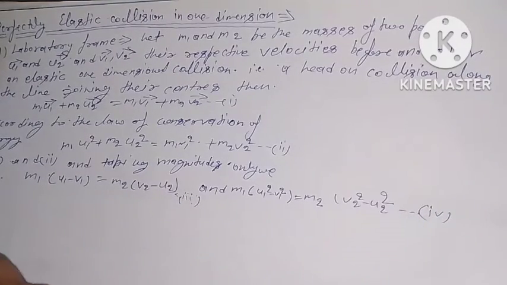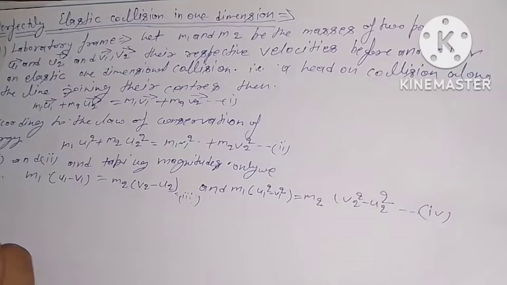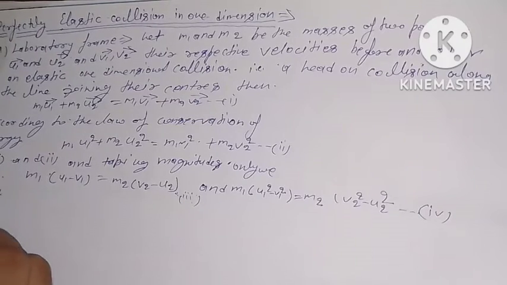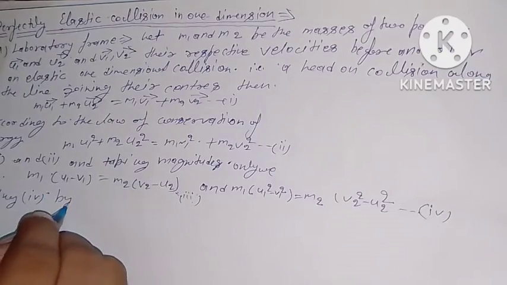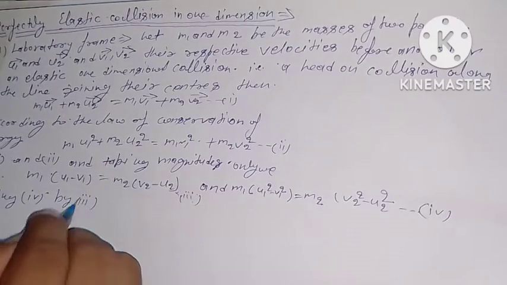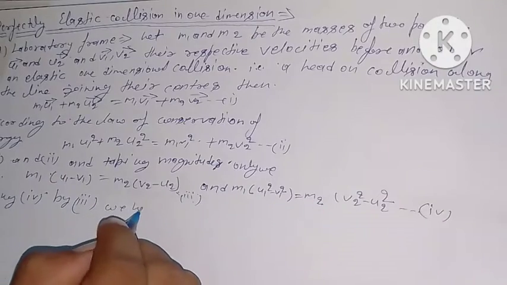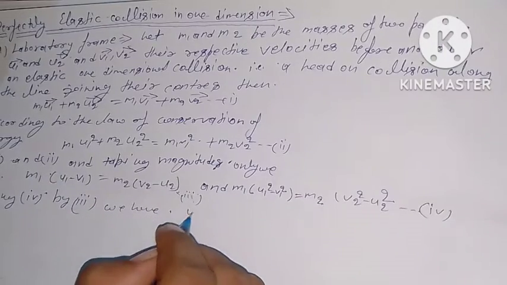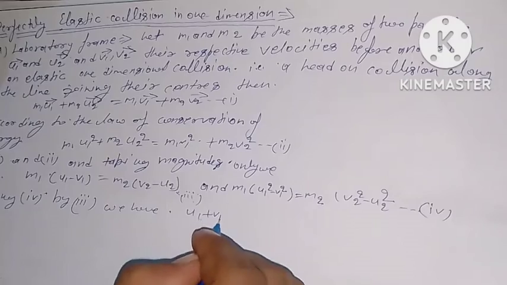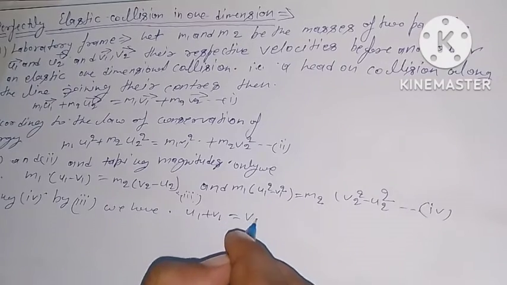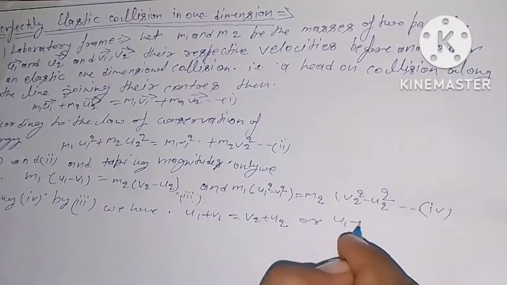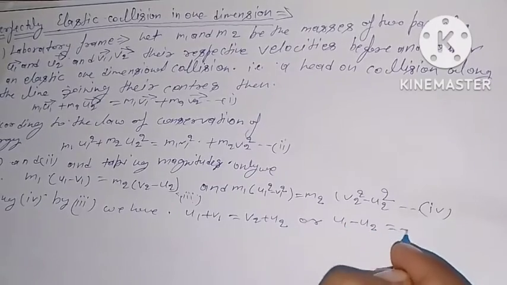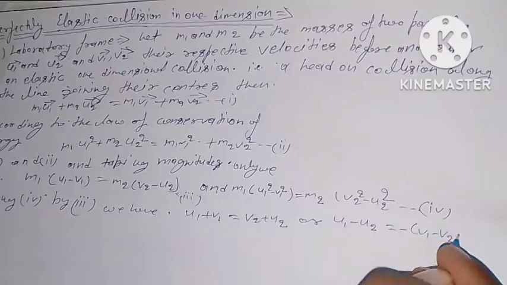Dividing 4 by 3, we have u1 plus v1 equals v2 plus u2, or u1 minus u2 equals minus (v1 minus v2). This is equation number 5.